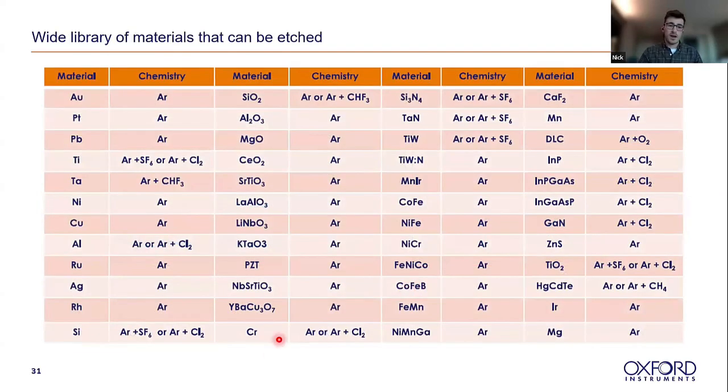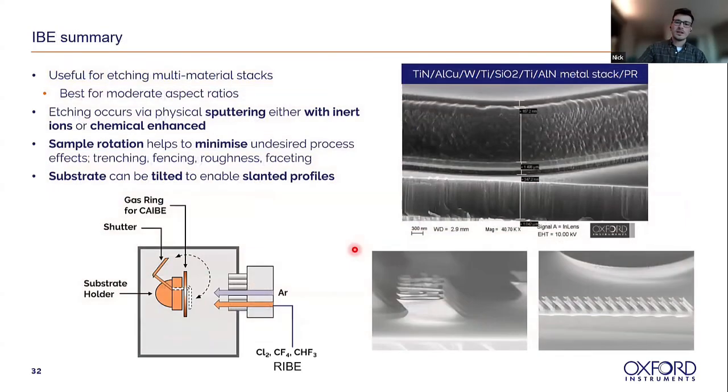As I mentioned, ion beam etching has been around for a while, so unsurprisingly, we have a huge library of materials to be etched. So if there are materials that you want to be able to etch a bit better, then yeah, reach out and I can put you in contact with some of our apps team who can hopefully help you out.